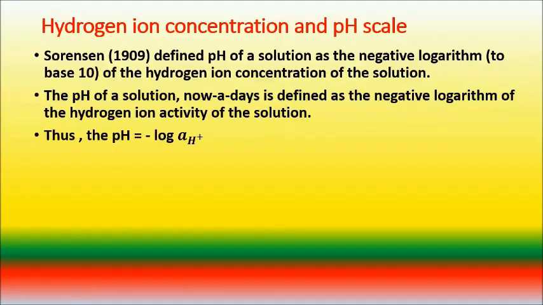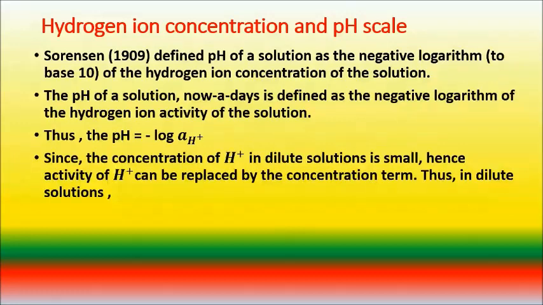So how can we represent the pH? pH is equal to minus log a(H+), where a is activity. Since the concentration of H+ ion in dilute solution is small, we can write the activity of the H+ ion as the concentration term. So in dilute solutions, the pH will be equal to minus log of the molar concentration of H+ ion. Or we can just remove the negative sign and we'll get log of 1 by the molar concentration of H+ ion.